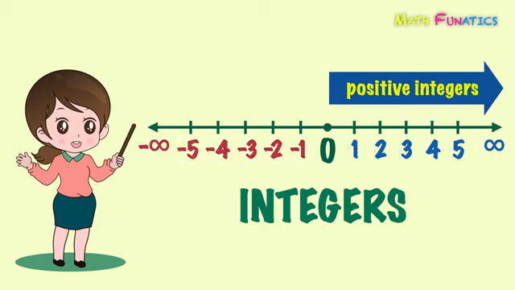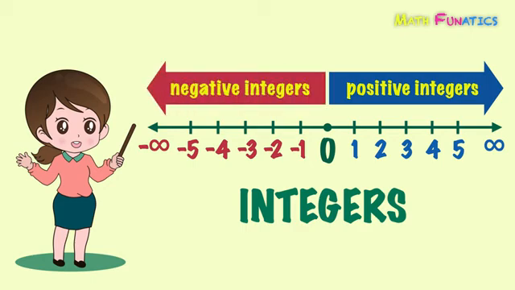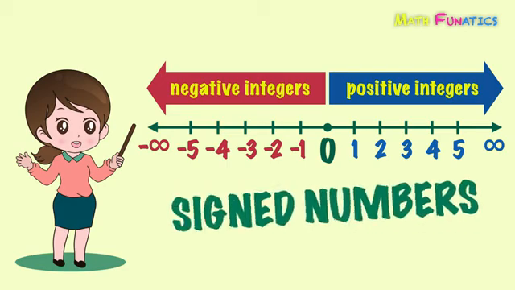Integers that are less than 0 are called negative integers. They must be written with a negative sign. On the other hand, 0 is neither positive nor negative, meaning 0 has no sign at all. Furthermore, the set of positive and negative integers may also be called signed numbers.